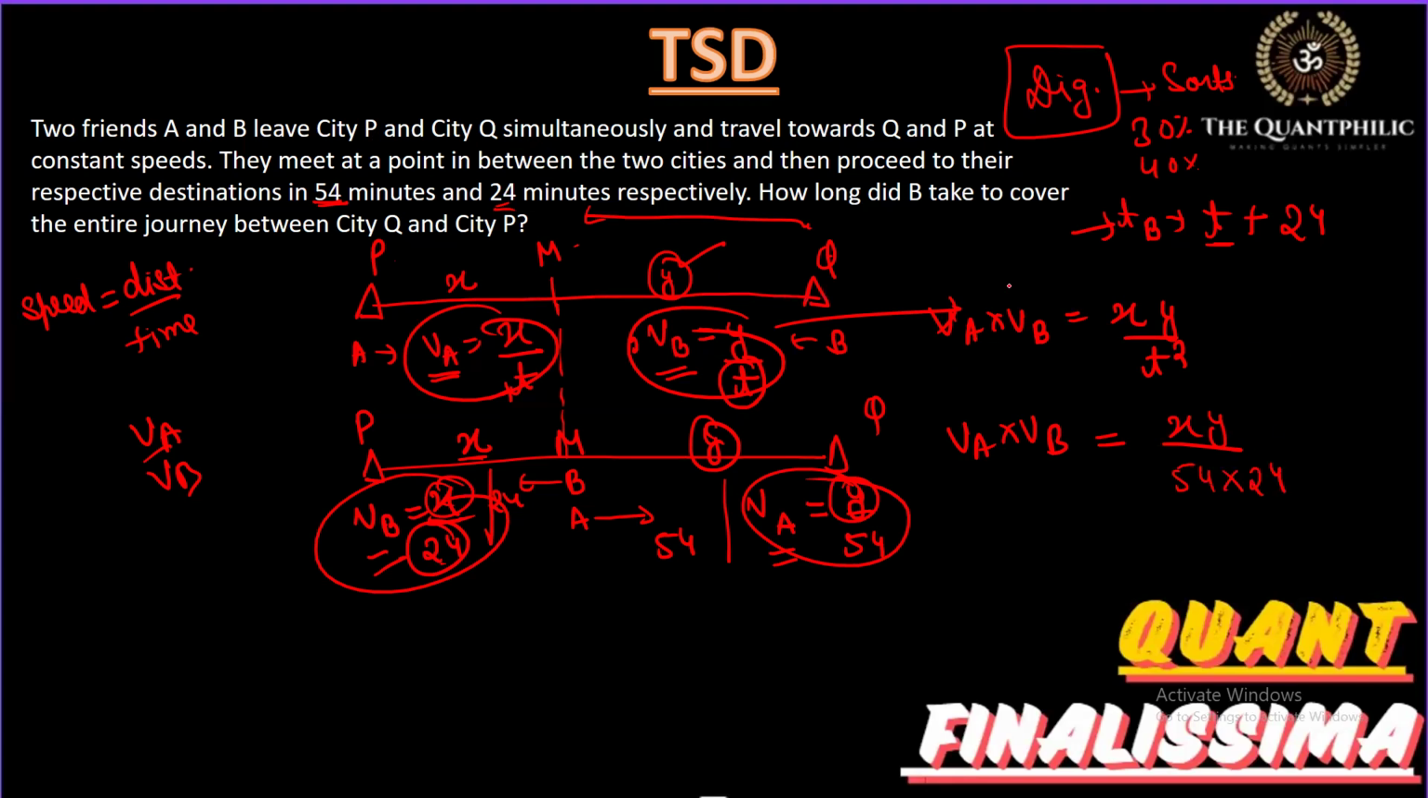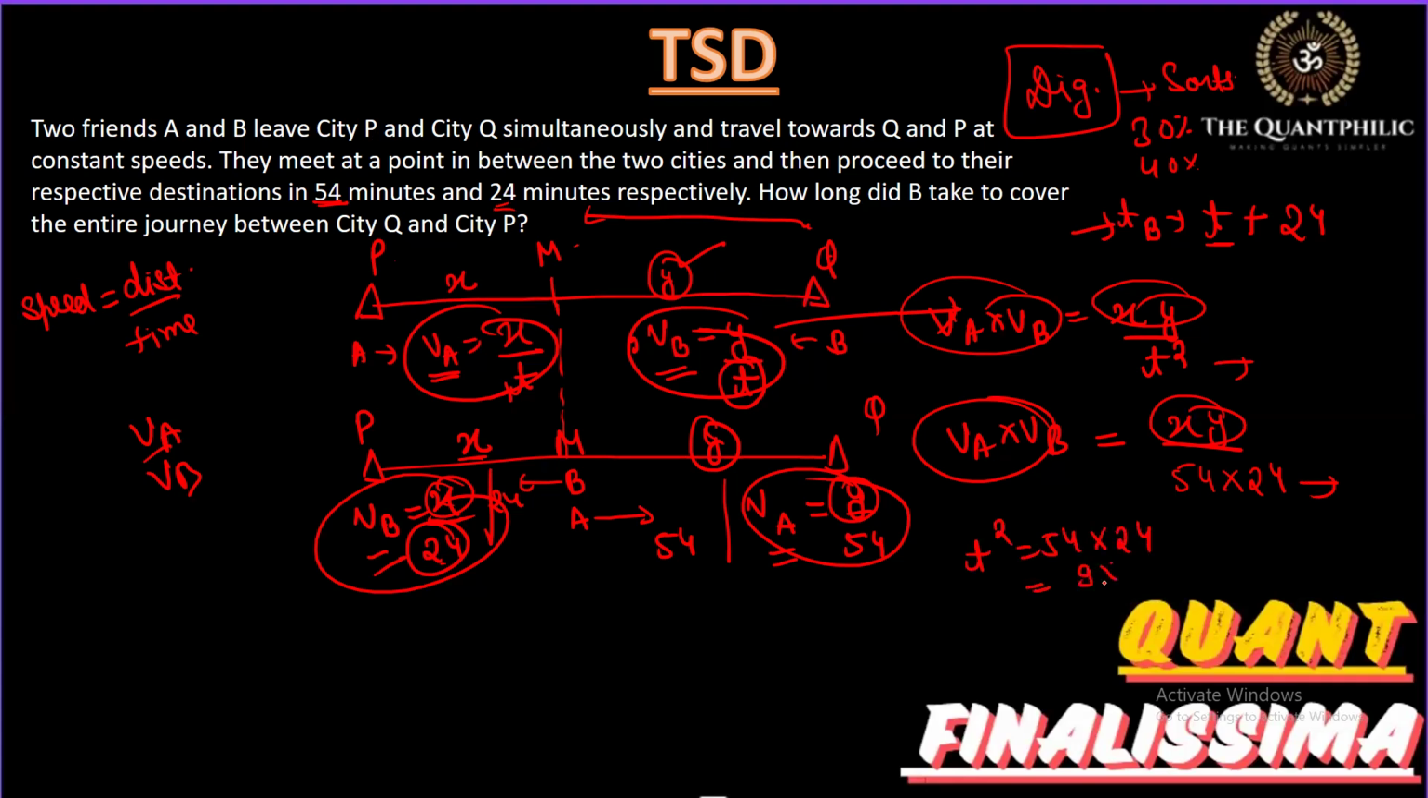Now, if you carefully observe these two equations, this is VA, VB, same. This is XY, same. So obviously, this denominator will also be same. So we can directly write t square is equal to 54 into 24. Now this 54 can be written as 9 into 6. This 24 can be written as 6 into 4. So t is equal to root of this value. Root of 6 square is 6. Root of 9 is 3. Root of 4 is 2. So what will we get? 3 into 2 is 6, 6 into 6, 36. So we got the value of t as 36.